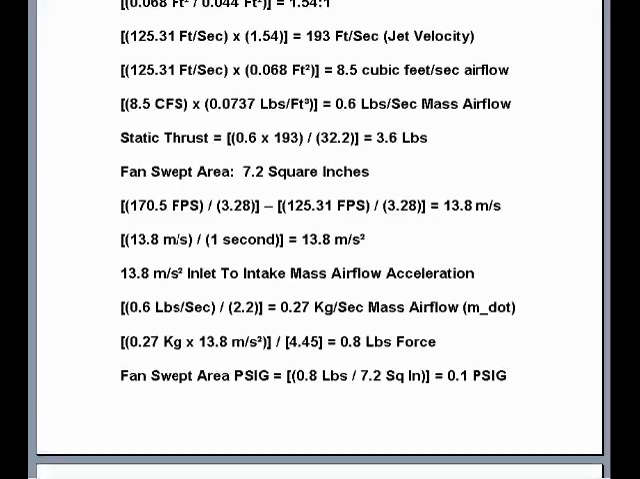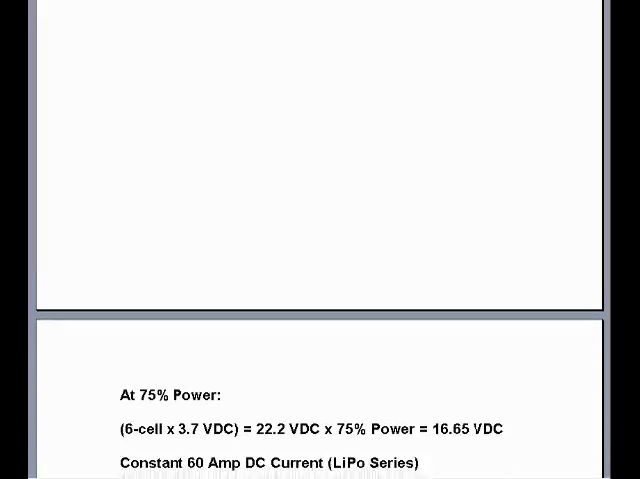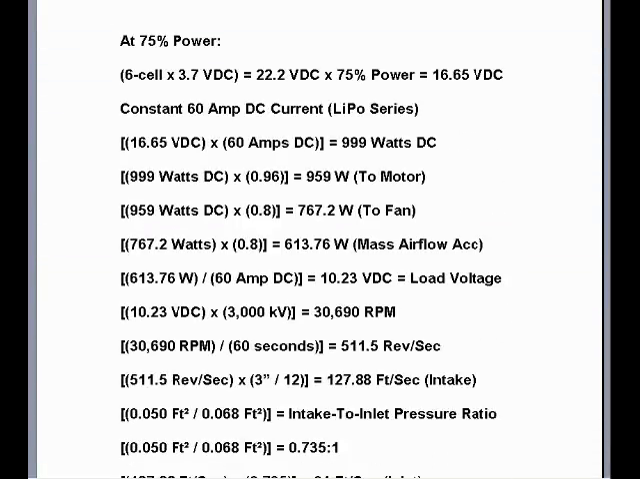So we'll pass through these. If you want to look these over again, feel free to. However, what is pertinent to this video lecture is when we reduce power, how will the jet velocity, mass airflow, and total static thrust change?